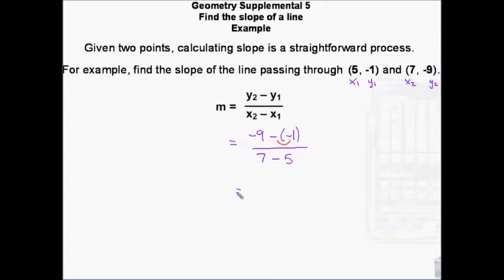So that is the same thing as -9 plus 1. No, you don't have to write that step if you don't want to. So I get -8 over 2. So my slope is -4.